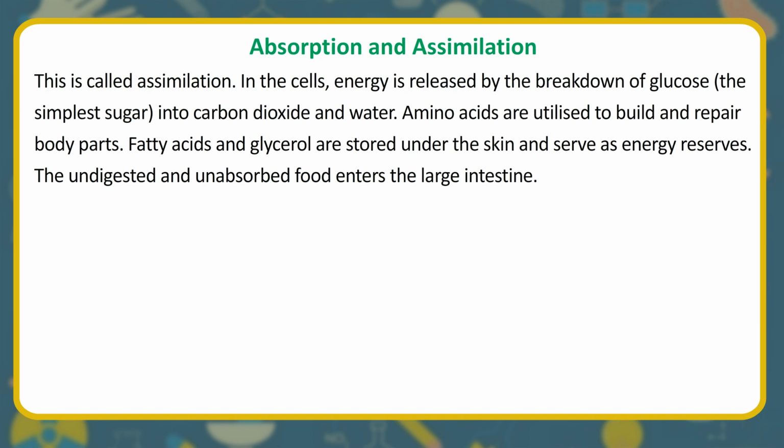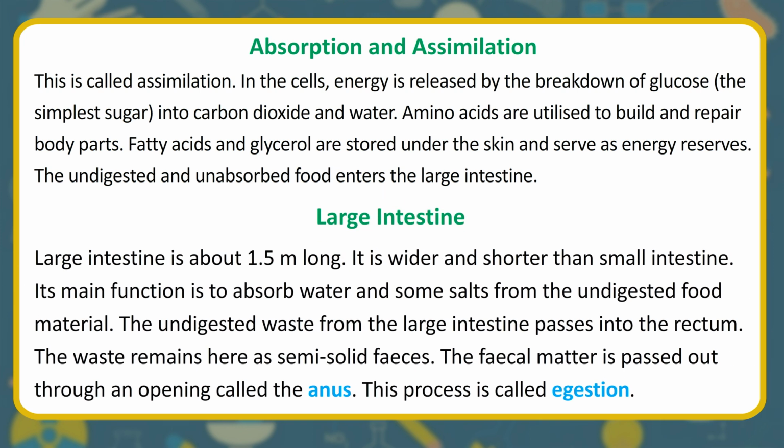The undigested and unabsorbed food enters the large intestine. Large intestine. The large intestine is about 1.5 m long. It is wider and shorter than the small intestine. Its main function is to absorb water and some salts from the undigested food material. The undigested waste from the large intestine passes into the rectum. The waste remains here as semi-solid feces. The fecal matter is passed out through an opening called the anus. This process is called egestion.